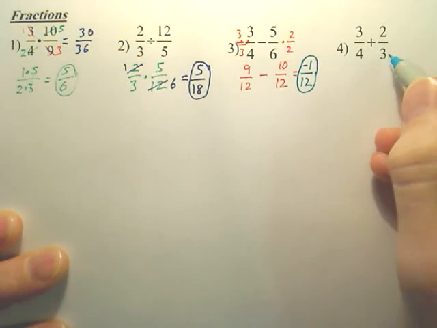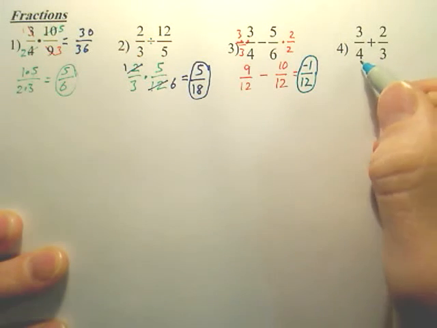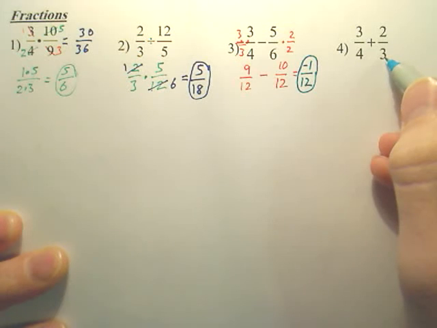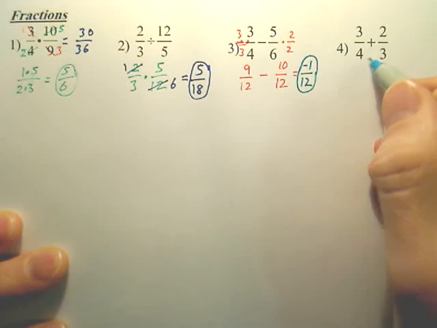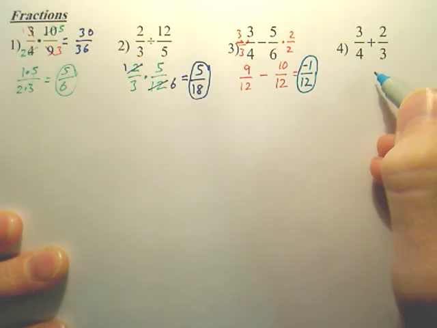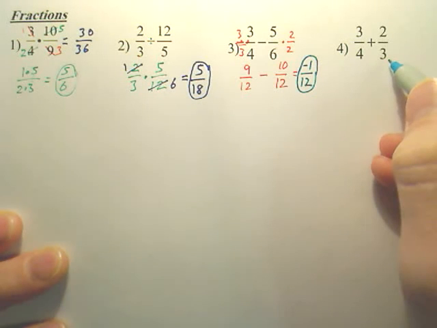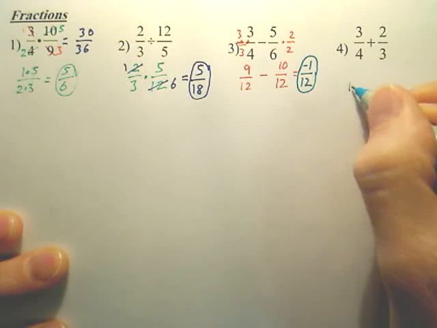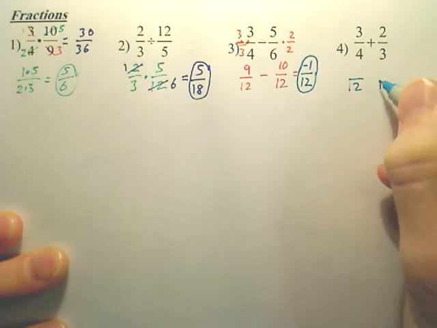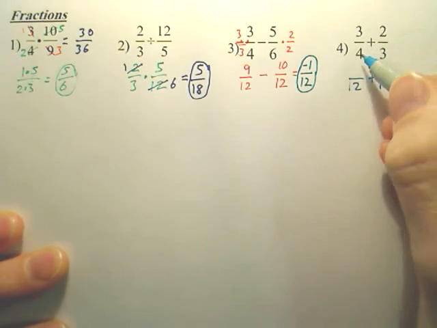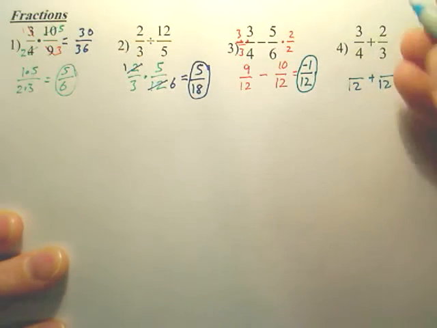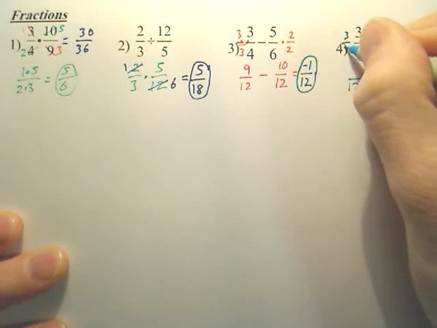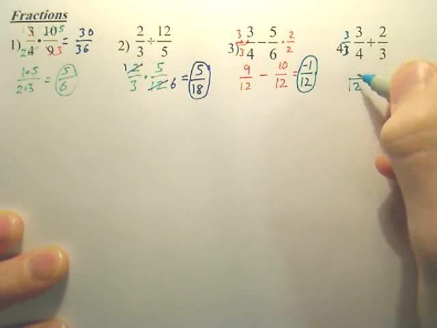This one, I want to get a common denominator. Do 4 and 3 have anything in common? No. What's 4 times 3? 12. Is there a smaller number that 4 and 3 go into than 12? No. So, this one's just going to be 12 and 12. What are you going to multiply this 4 by to get a 12? 3. So top and bottom by 3. That would be 9.